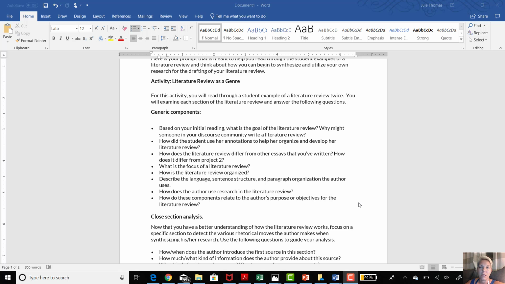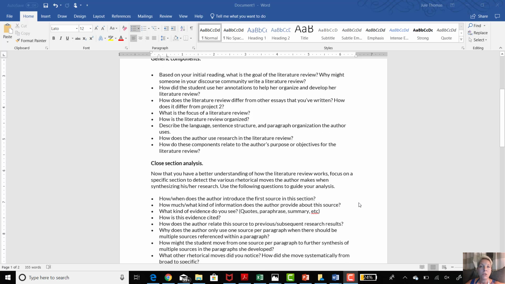How do they use the research in their literature review to move from broad to specific? And how do those components allow them to establish a strong literature review that answers those what, why, how, and what should be done, found, etc. for a literature review? Now, once you've done that, and again, this shouldn't be super long. It's not meant to be super time intensive, but I kind of want to get a sense as to what you think is happening in these two student examples.